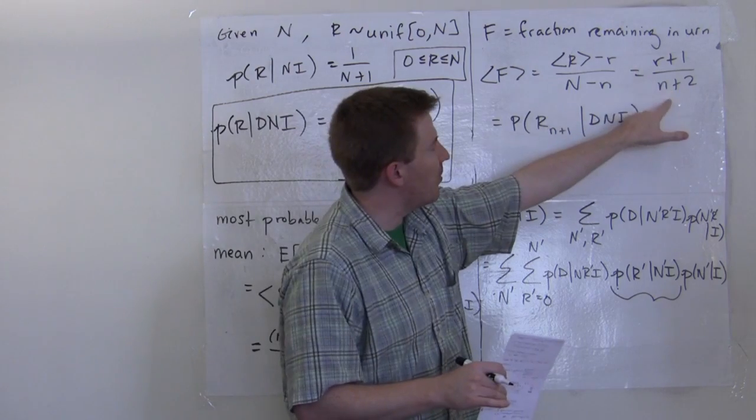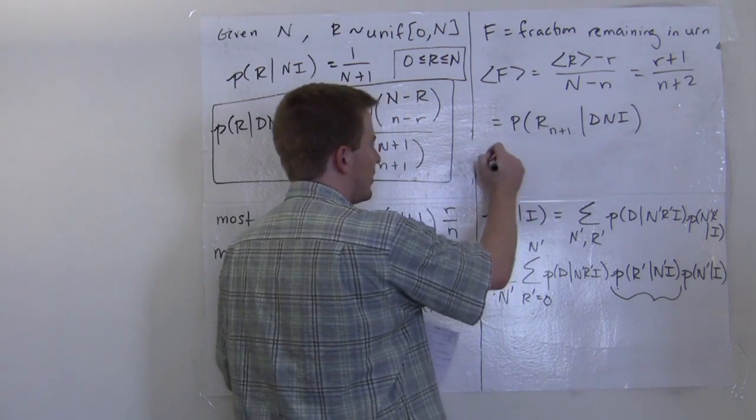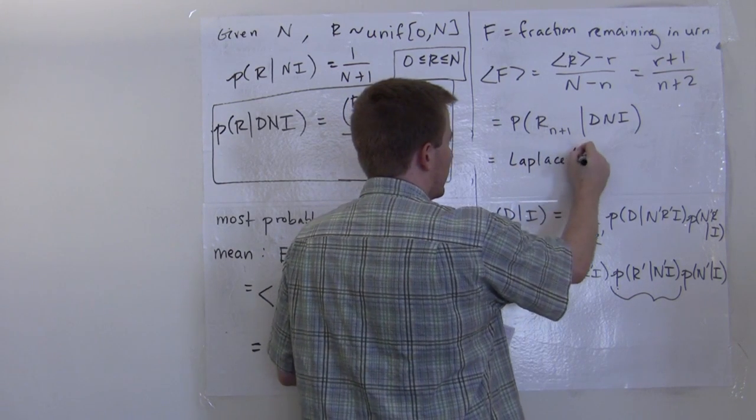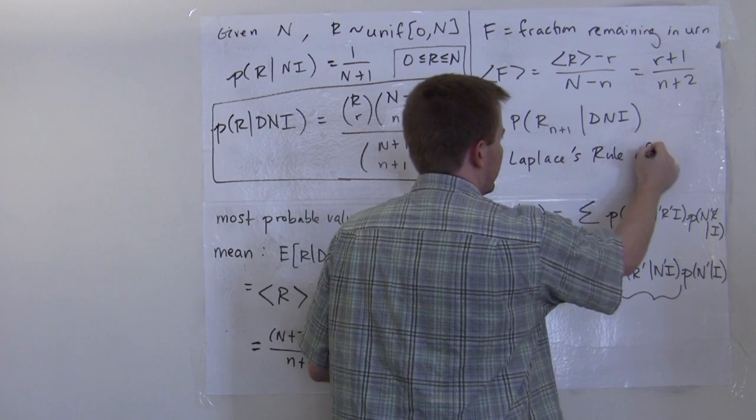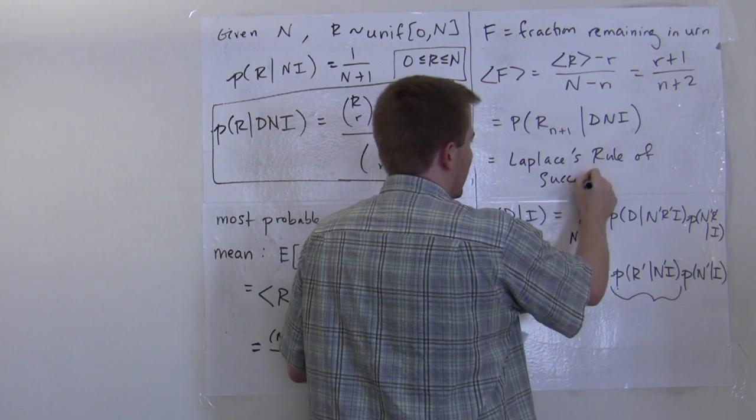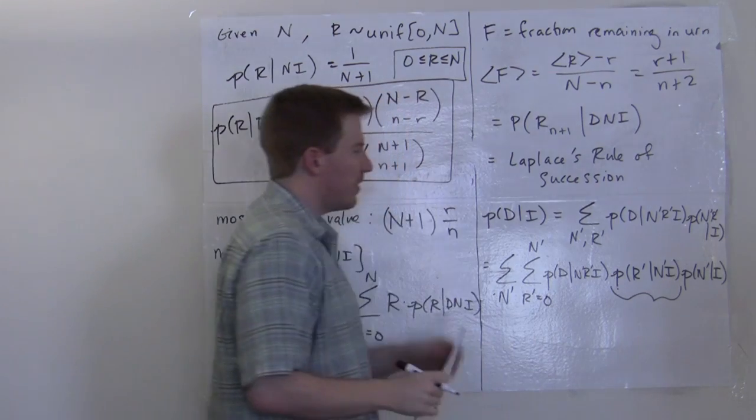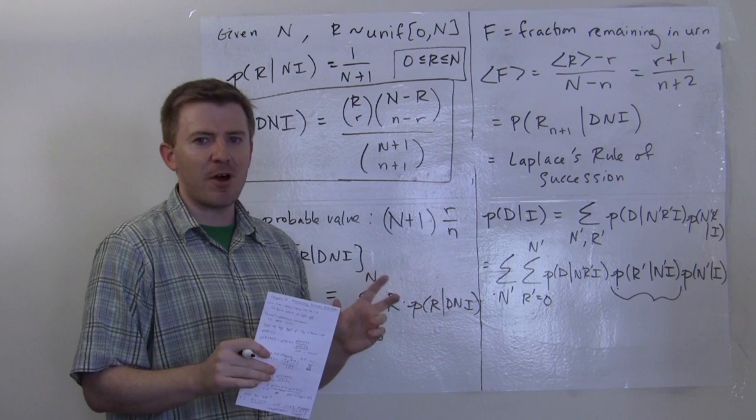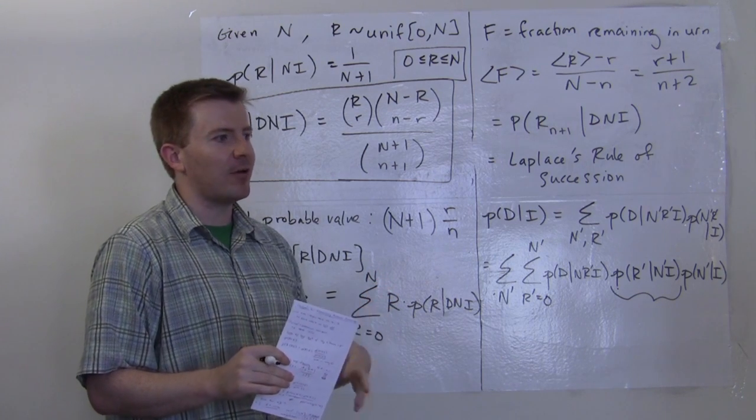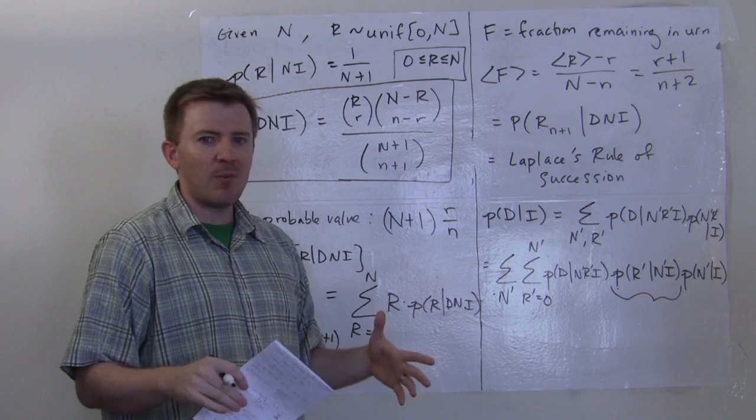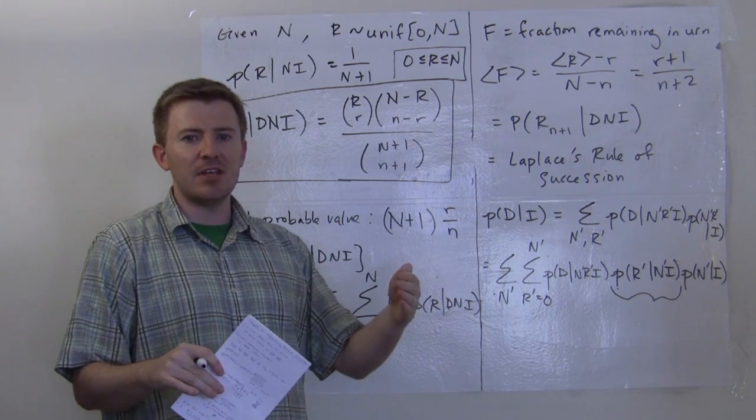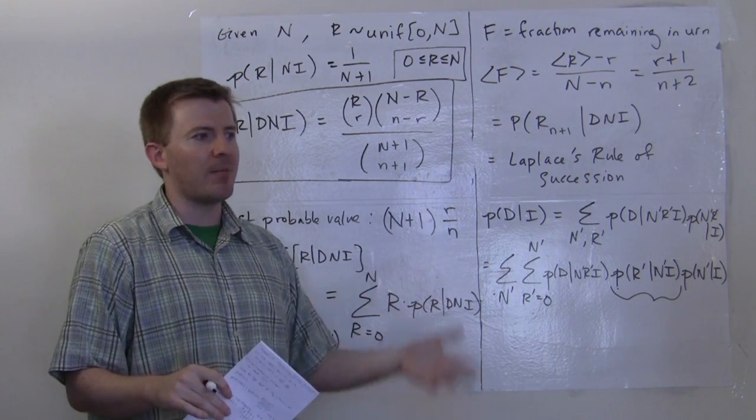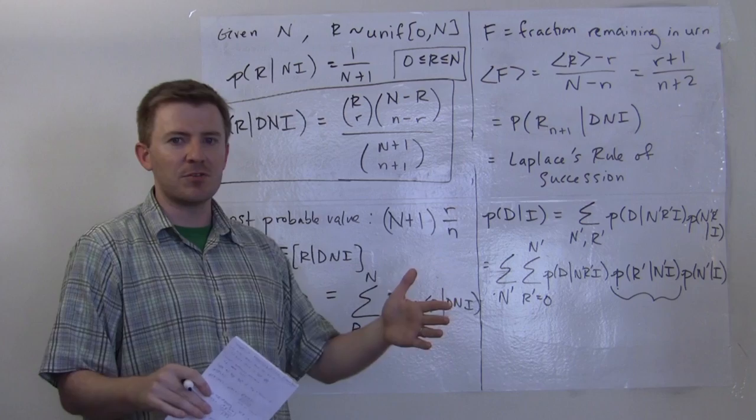This result that you get, r plus 1 over n plus 2, has a name. It's actually called Laplace's rule of succession, which Laplace first came up with, I think, in connection with what's called the sunrise problem, which is kind of a thought experiment of thinking about, in a kind of Bayesian framework, what probability would you assign to the event that the sun is going to come up tomorrow, given that you've seen it come up every day of your life for some string of days.